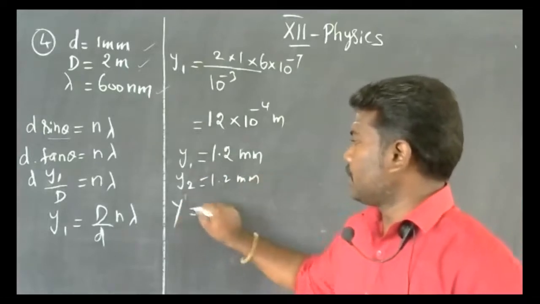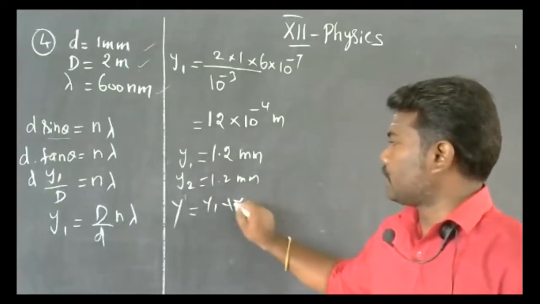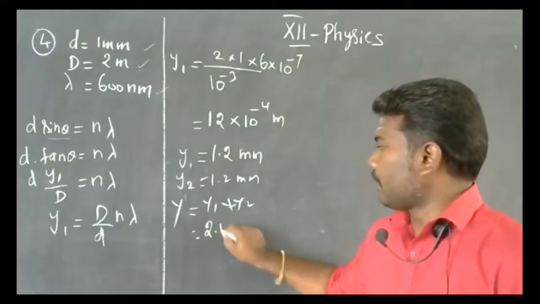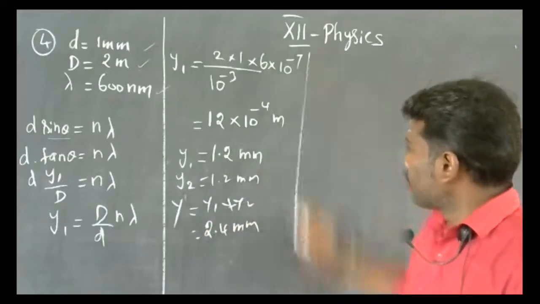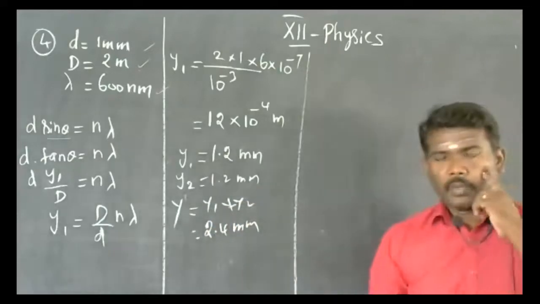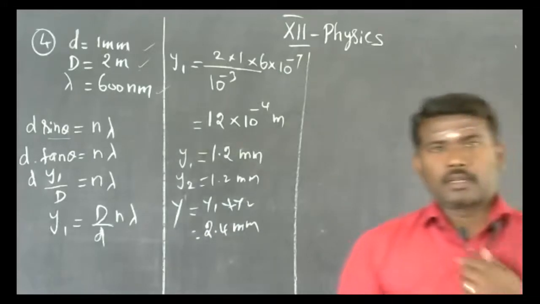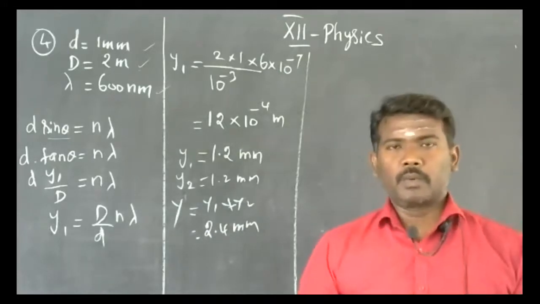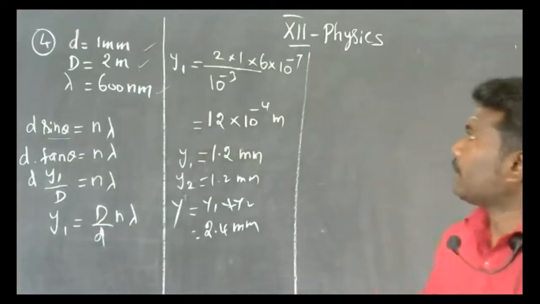So y is nothing but y1 plus y2. It is 2.4 millimeter. So 2.4 millimeter is the distance between the first dark fringes on both sides of the center bright band.